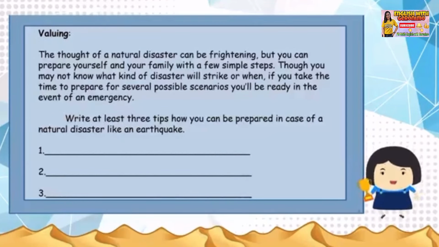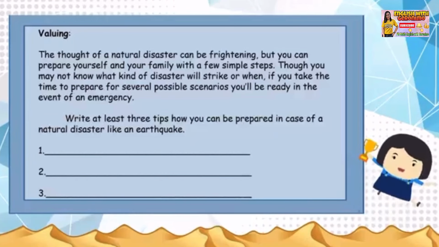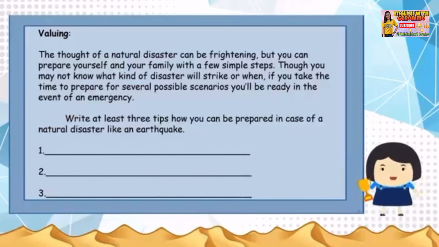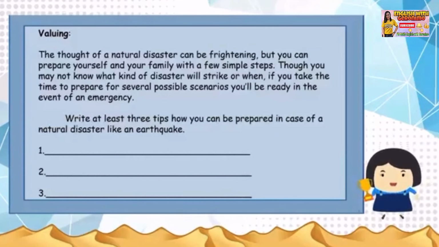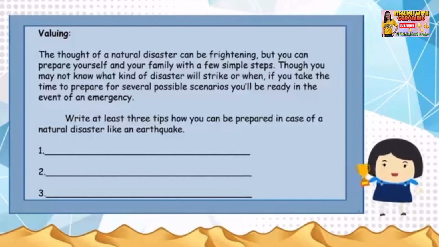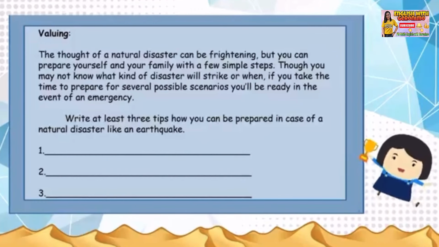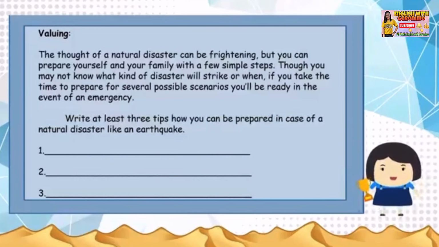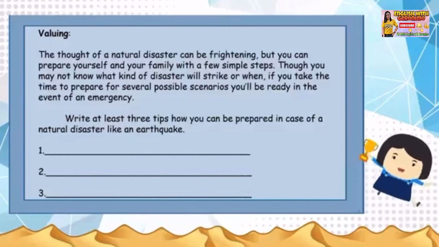All you have to do is to write at least 3 tips how you can be prepared in case of a natural disaster like an earthquake. And you have to write it in your notebook. Start now. Thank you so much for your answers. Now, here are possible answers for that.